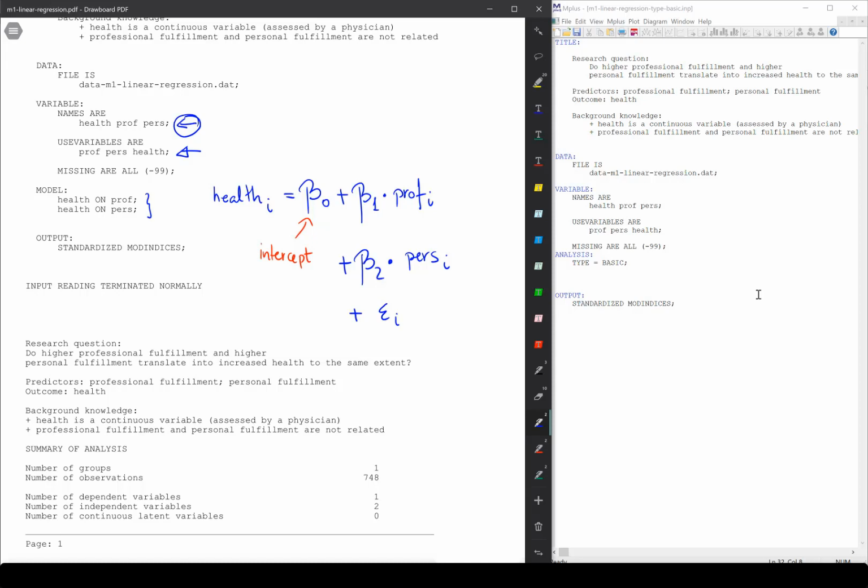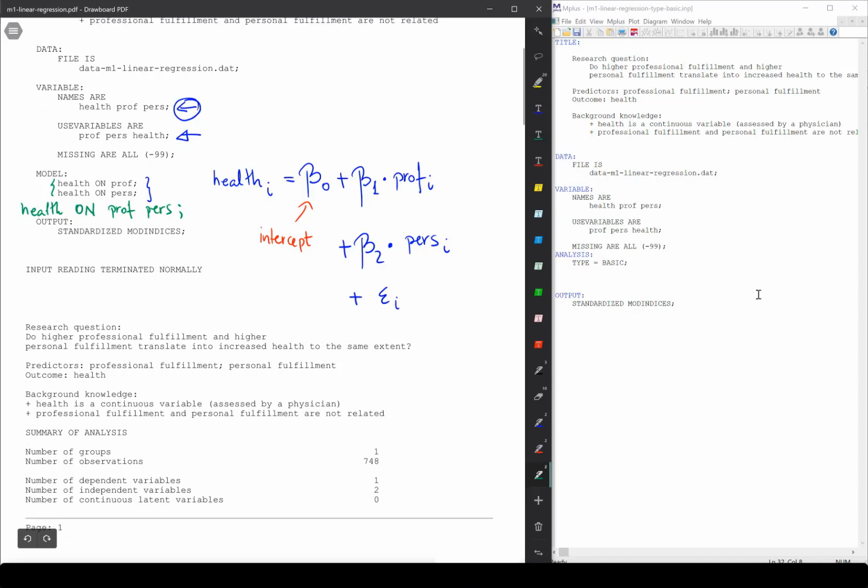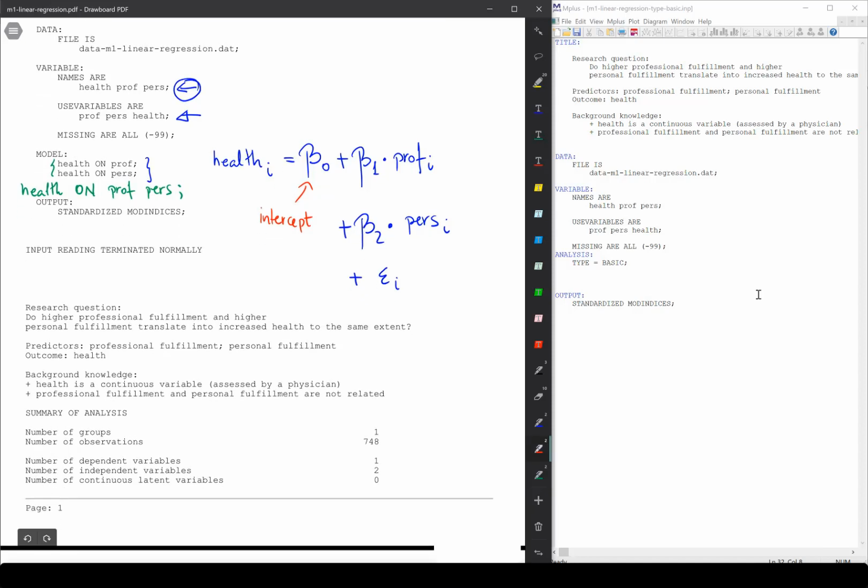So in fact you would actually write this in a single line, and this is why a lot of people prefer to write the syntax here in a different kind of way. They just prefer to condense it and say health on, and then put all predictors here, prof, pers, and close it with a semicolon. So you can use that notation if you prefer it. In any case, let's have a look at where we find these different things.